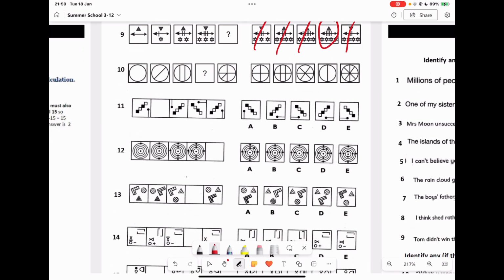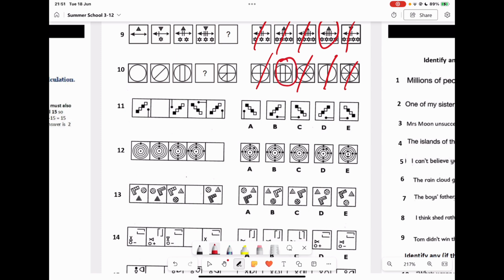Okay, question 10. We can see that the number of lines go from 0, 1, 2, 3, and then 1, 2, 3, 4, 5. Okay, so what we can expect here is 3 lines. So it cannot be A, and it could be B. For C, this would be considered to be 1, 2, 3, 6 lines. Not D, and neither can it be E. So the answer will be B.